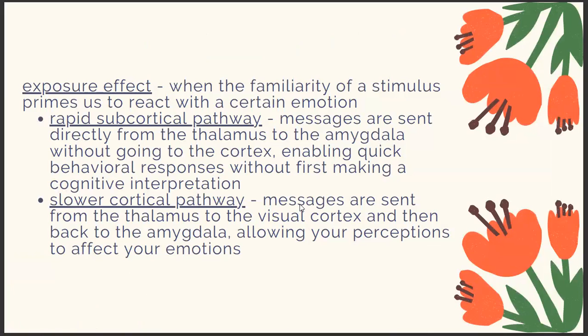The more we are exposed to something, the less processing our brains have to go through in order to elicit a response. That is according to the exposure effect, when the familiarity of a stimulus primes us to react with a certain emotion. There are 2 different pathways that our brains go through in order to know how to react to a situation. First, we've got the rapid subcortical pathway. This is where messages are sent directly from the thalamus to the amygdala without going to the cortex of the brain, enabling quick behavioral responses without first making a cognitive interpretation.